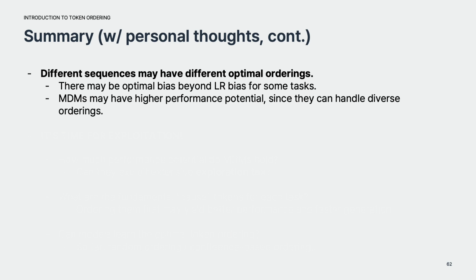My key thoughts are this. Different sequences might actually have different best orderings. So maybe for some tasks, the left-right bias isn't optimal either. And that means MDMs could have more potential because they can adapt to many different ordering schemes.